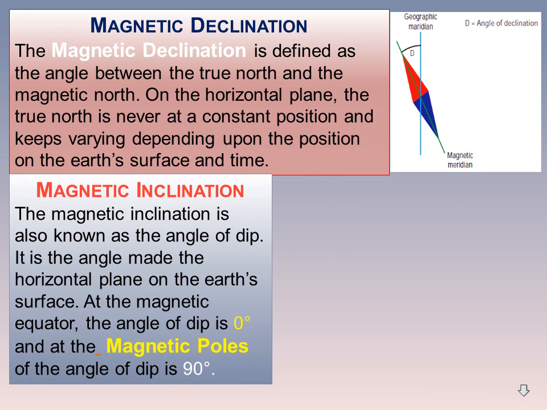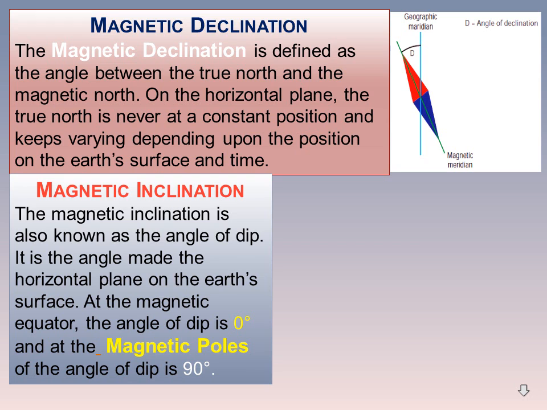The magnetic declination is defined as the angle between the true north and the magnetic north on the horizontal plane. The true north is never at a constant position and keeps varying depending upon the position on the Earth's surface and the time.